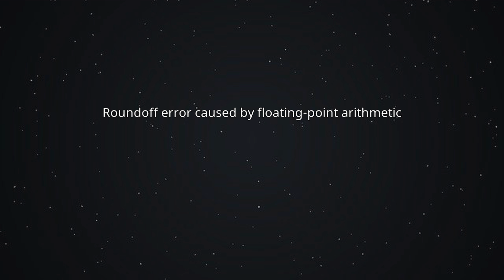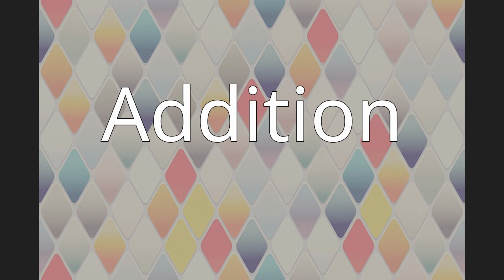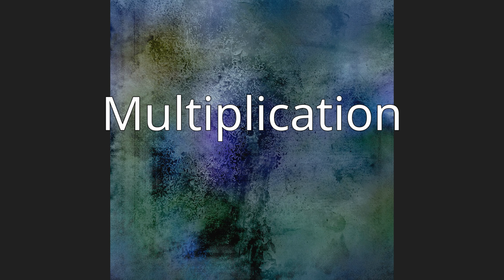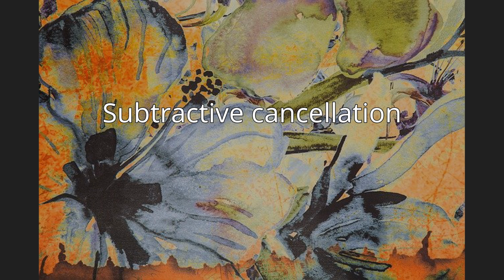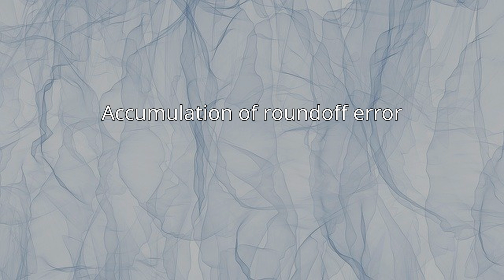Roundoff error caused by floating point arithmetic. Even if some numbers can be represented exactly by floating point numbers, and such numbers are called machine numbers, performing floating-point arithmetic may lead to round-off error in the final result. Addition, multiplication, division, subtractive cancellation, accumulation of round-off error.